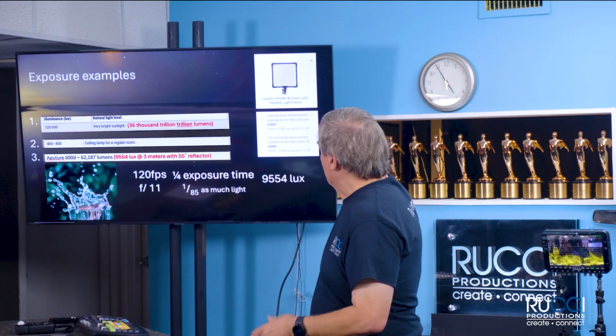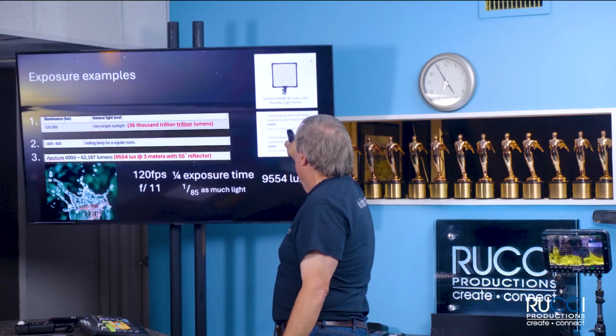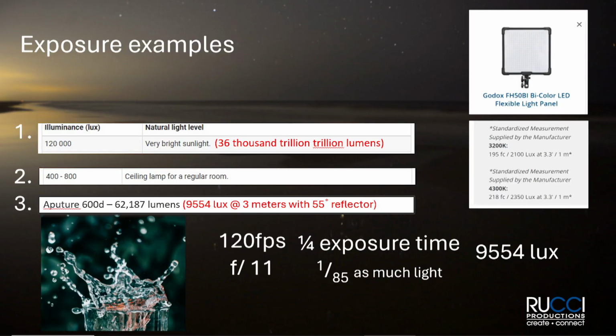So, if you're shopping for lights and you see these little ones, 2100 lux at a meter, that's different than 9500 lux for that light. So that might be great for the little squirrel picture if you just need a little accent on his eyeballs. But for the splashing water picture, you might need that big light over there.